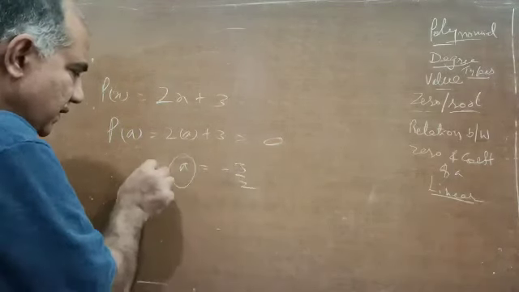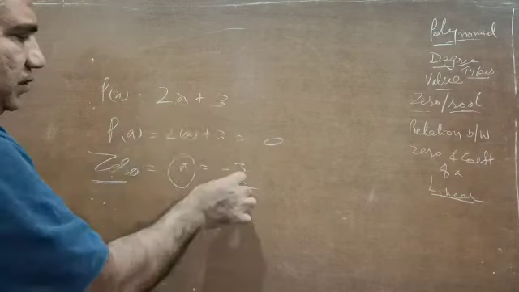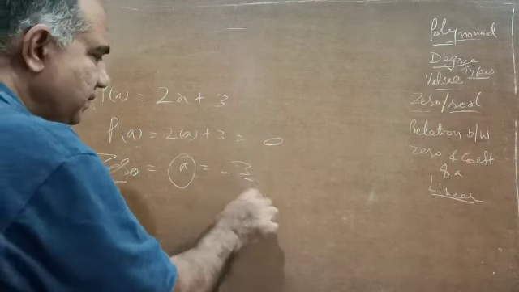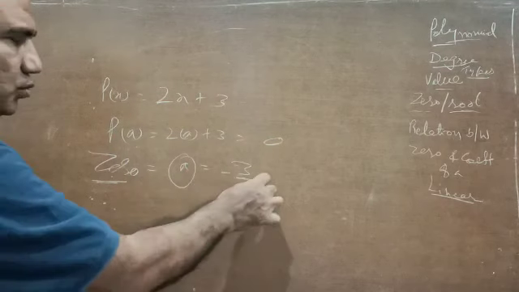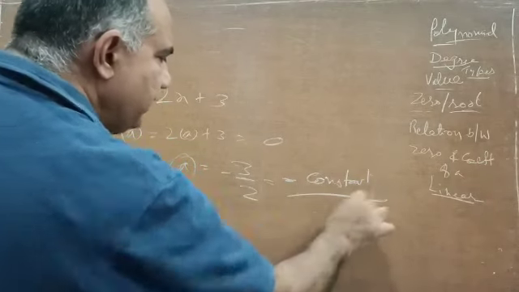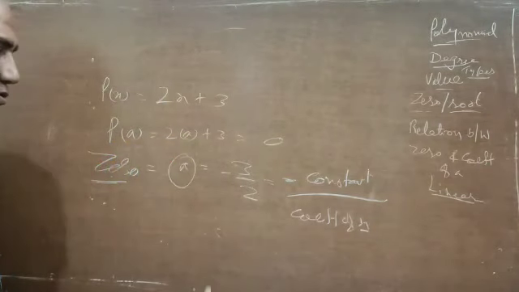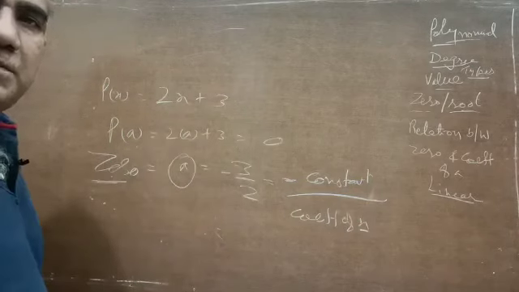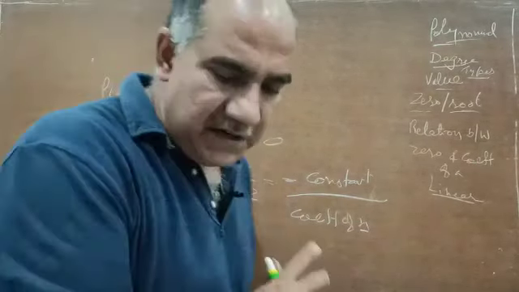This is the zero, and this is related with the constant and the coefficient. See, the constant term is 3, and the expression has come as minus 3 by 2. So the zero of a linear polynomial is related in this way: you can write it as minus the constant term divided by the coefficient of x. Here it is x, otherwise you can call it a variable. So this is how the zero of a polynomial is related with the constant term and the coefficient of the variable in the case of a linear polynomial. More than this we will study in the next class.